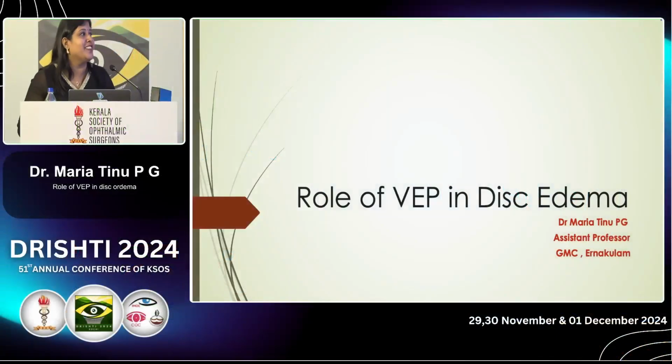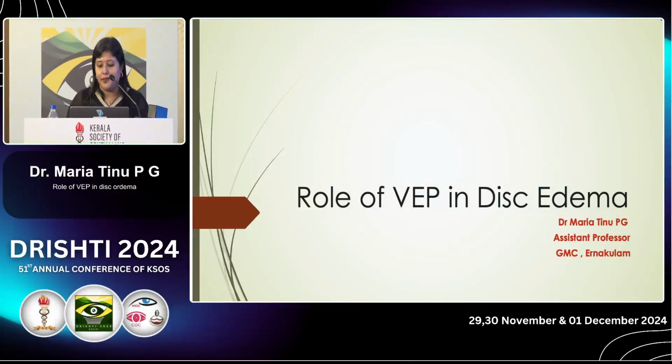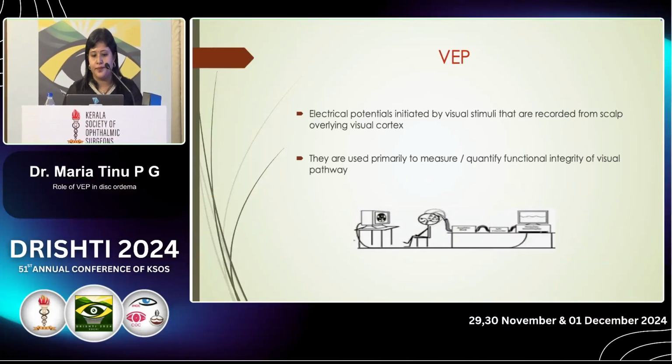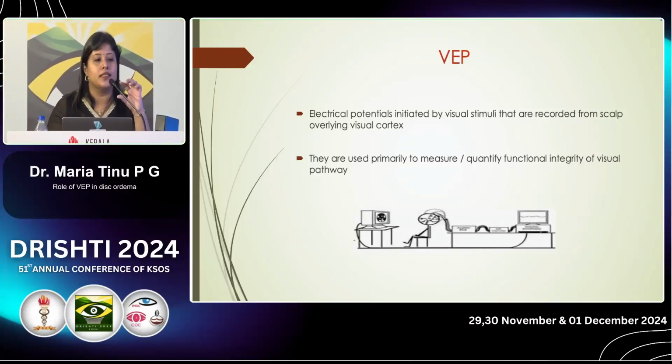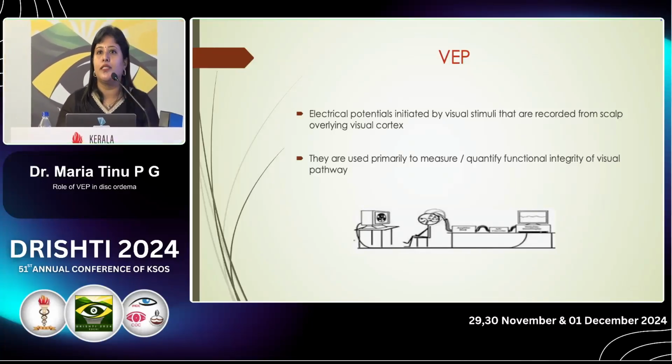Good morning. My topic of presentation is the role of VEP in disc edema. So what is VEP? VEP is a visual evoked potential. These are the electrical potentials initiated by visual stimuli that are recorded from the scalp overlying the visual cortex. They are used primarily to measure, or quantify, the functional integrity of the visual pathway.